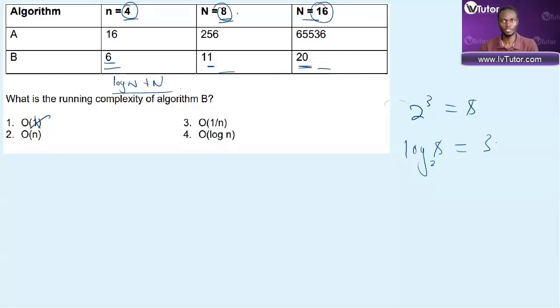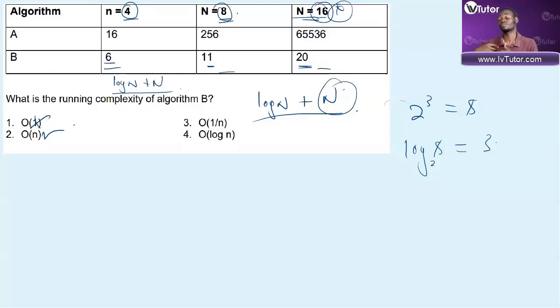And log 16 is 4, plus n, 20. Yeah, that's it. So here I would say it's log n plus n. Take the highest power and we end up with 2, which is n.